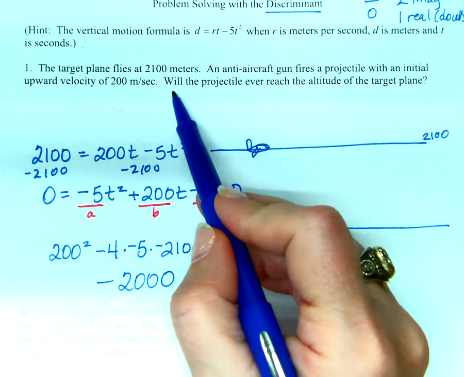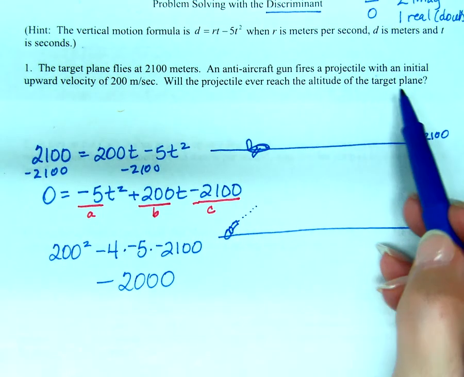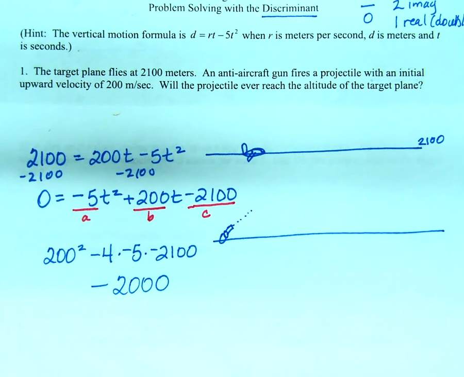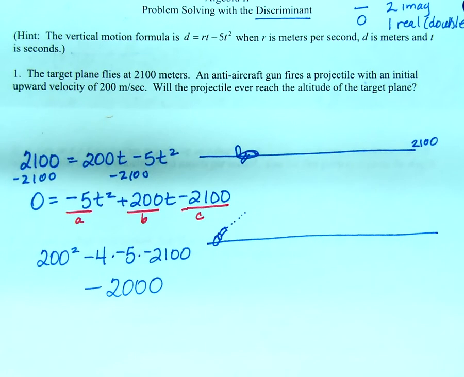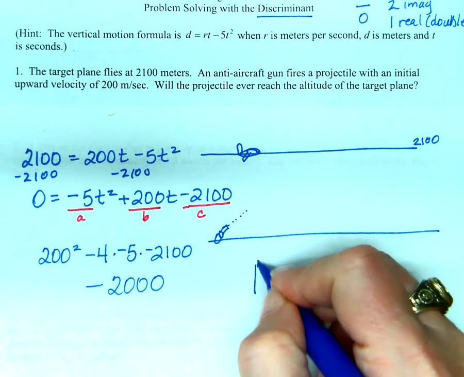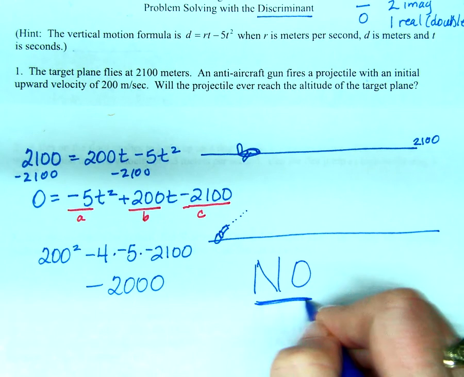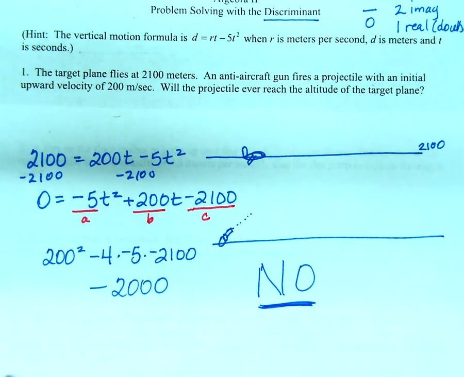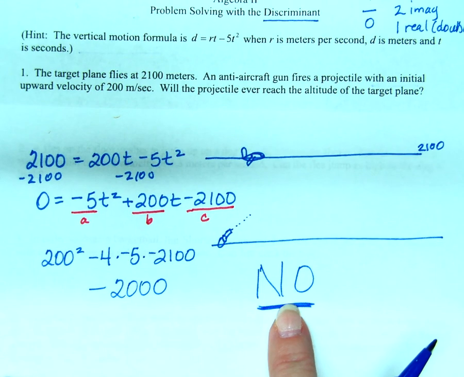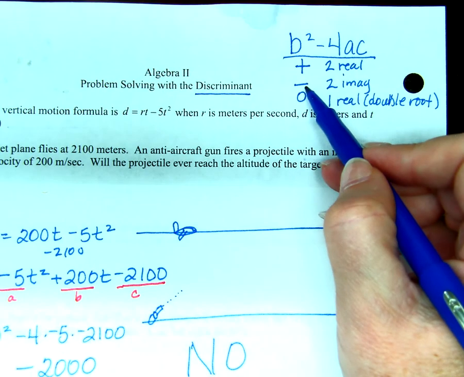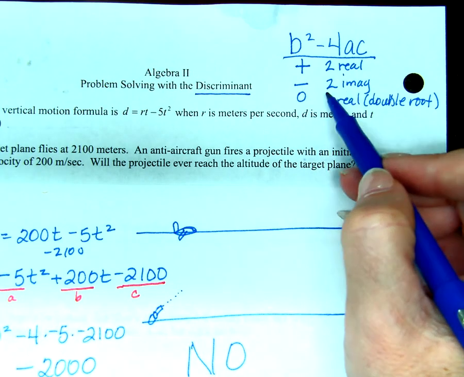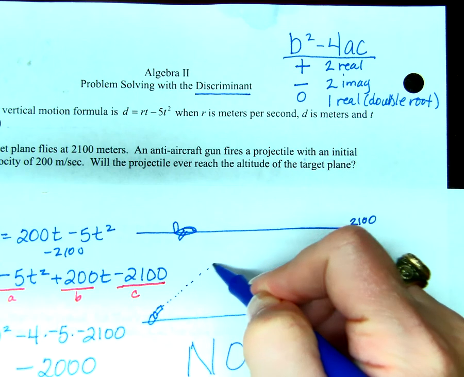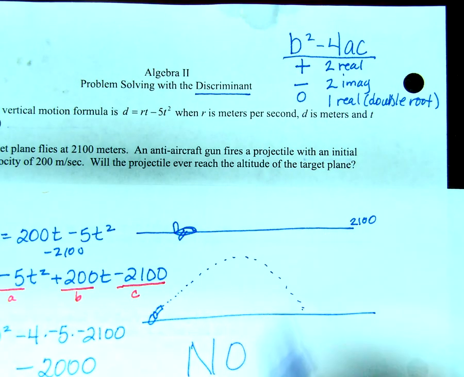What answers the question? Will the projectile ever reach the altitude of the plane? No. That's the answer to the problem. This is my work that proves this is the answer to the problem. Why is the answer no? My answer was negative. 2 imaginary means that the parabola never gets to the target height.